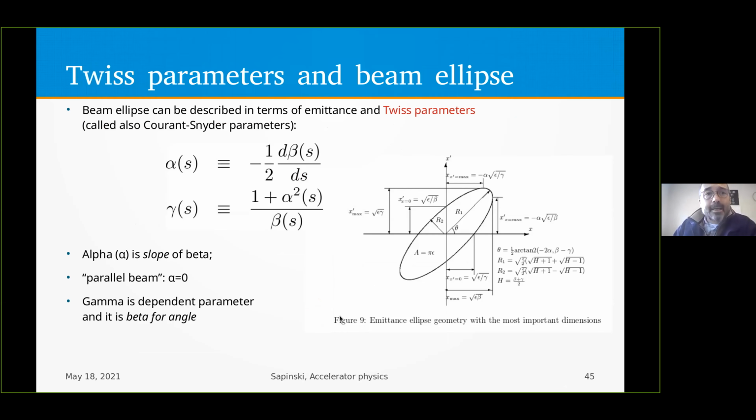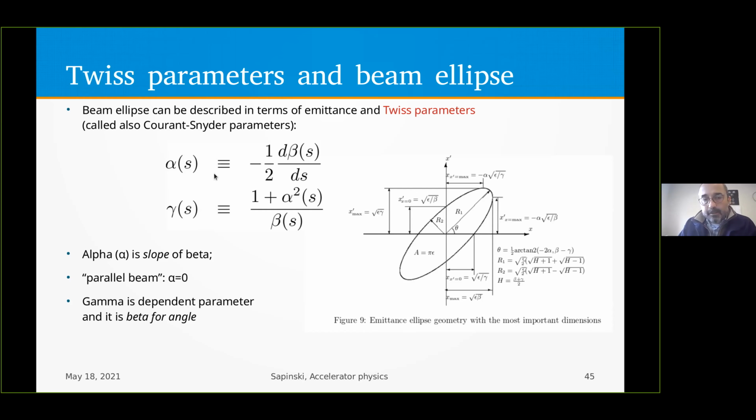All right, then I'm coming to the end. I think I will be a little bit late, but this is really important. We discussed the beta function. Now, the slope of the beta function along the machine is called the alpha function. This is the definition of the alpha function. And sometimes we also define a gamma function, which corresponds to the beta function, but for the angle.